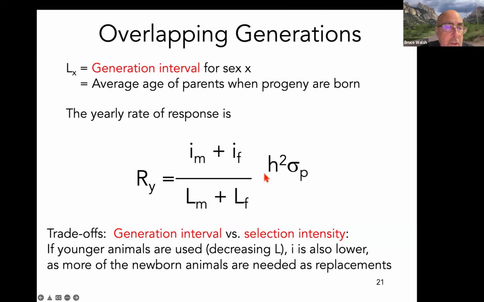So there's the heritability, and the reason it looks a little bit different here is that I've broken this into, instead of I times sigma A, I've written this as H squared times sigma P. That basically is the same as saying H times sigma A. So that's the usable variation and the measure of the accuracy. This is the strength of selection on males and females based upon intensities. Again, these are percentages. And now these are the generation intervals. What's the average age of a mom? What's the average age of a dad?